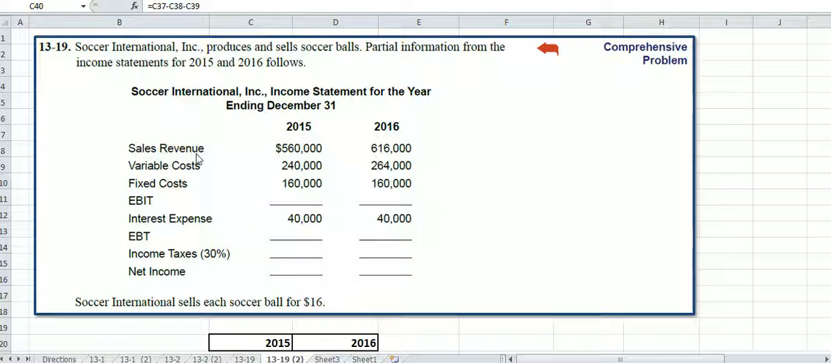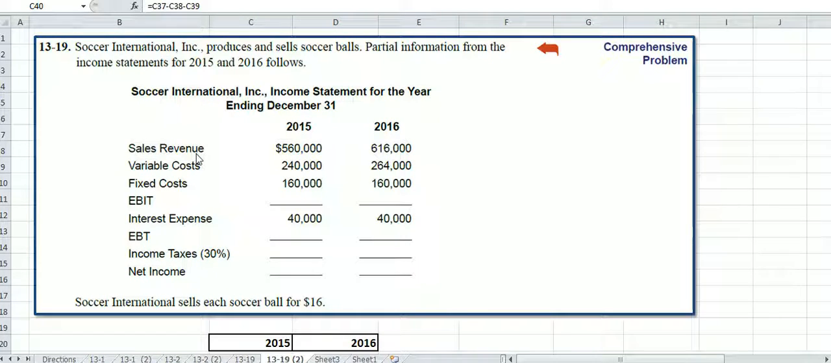In this video, we're looking at actually our last problem for the class. So I hope you have fun with this comprehensive problem for chapter 13. This is problem 1319, where we have a company that produces and sells soccer balls.